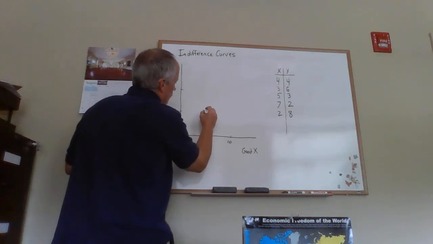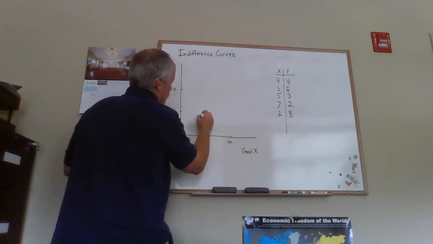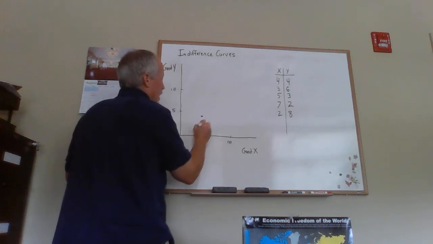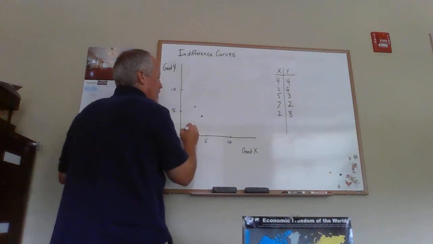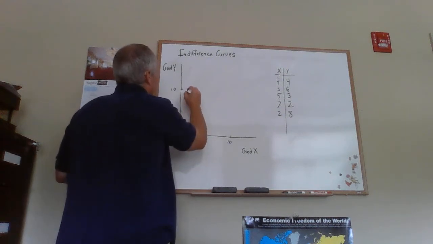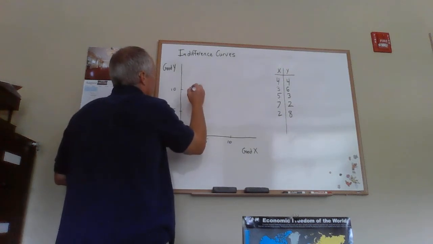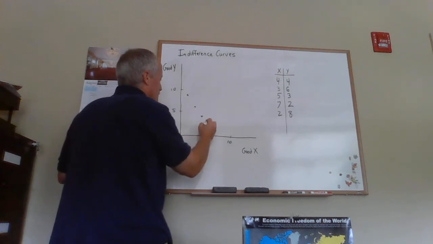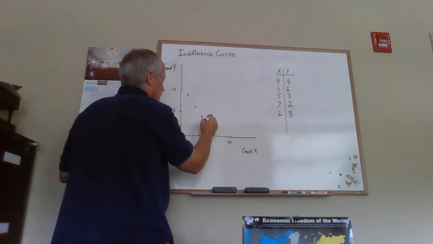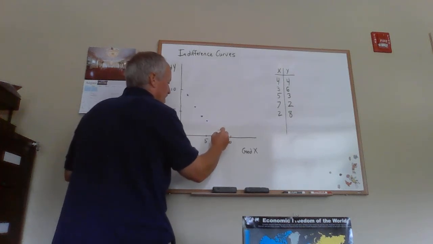And so we have a point at 4, 4. So it's not there, we go out there, 4, 4. And then 3 and 6. And here you have 2 and 8. And coming this way, I gave them 5 units of Y and 3 units of X, or 5 units of X and 3 of Y, and then I get 7 and 2.